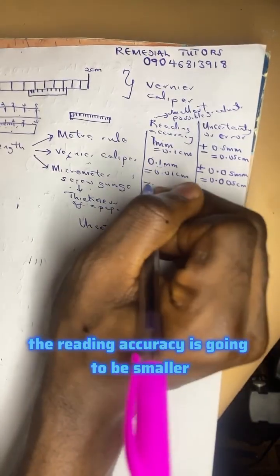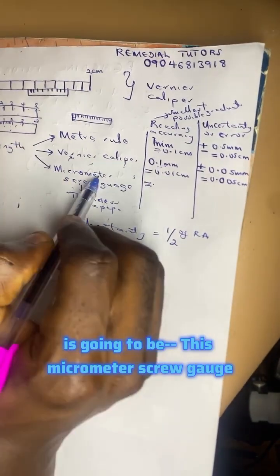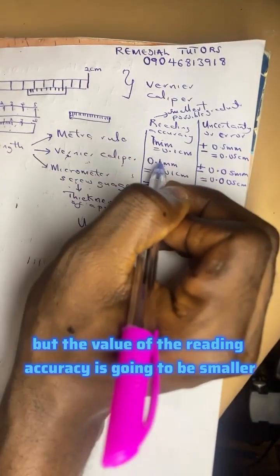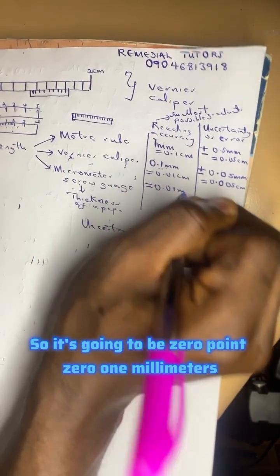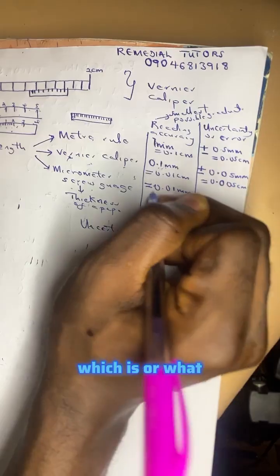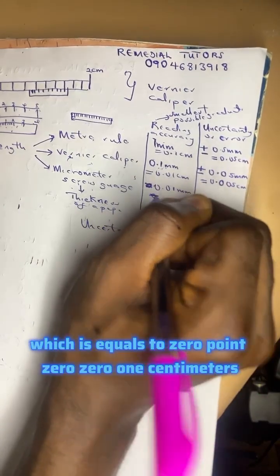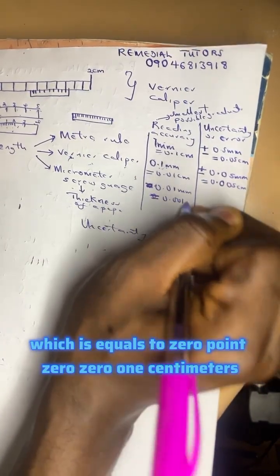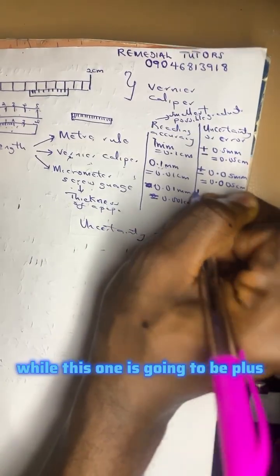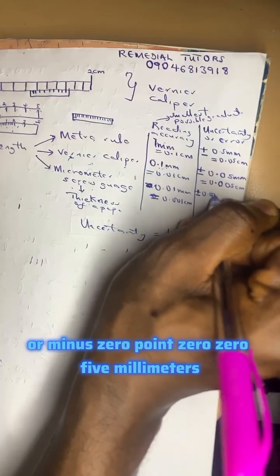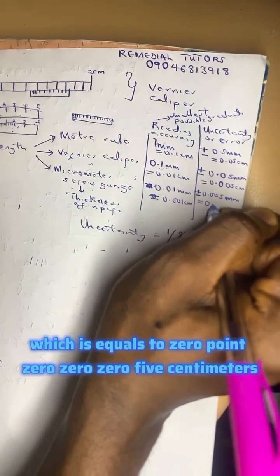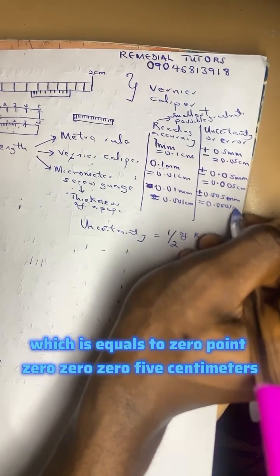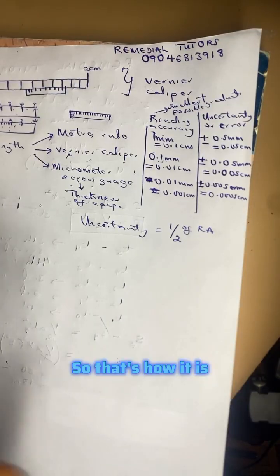the reading accuracy is going to be smaller. This micrometer screw gauge is more accurate than this, but the value of the reading accuracy is going to be smaller. So it's going to be 0.01 millimeter, which is equal to 0.001 centimeters. The uncertainty here is going to be plus or minus 0.005 millimeters, which is equal to 0.0005 centimeters. So that's how it is.